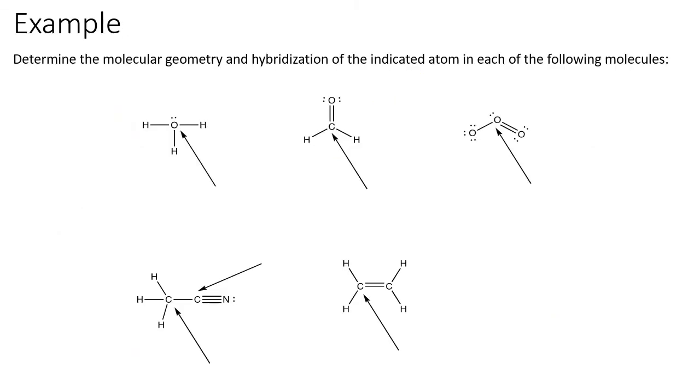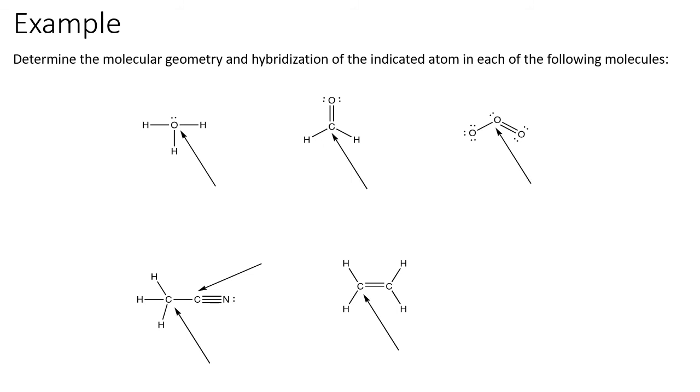Let's try a couple of practice examples here. And some of this is just going to come from you reviewing VSEPR and reviewing the names of the geometries and hybridization. But let's just go through these now. We want to say, what is the hybridization of that central atom? And then what is the name of the shape that that molecule has?